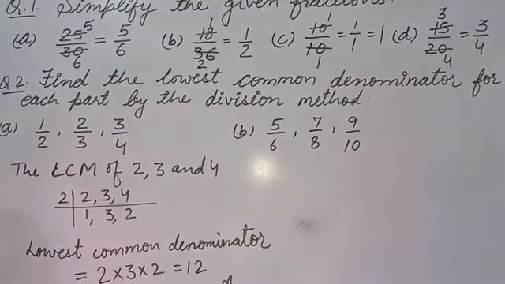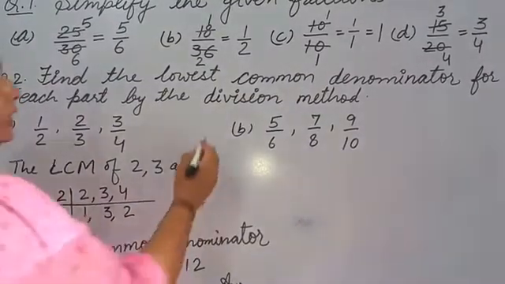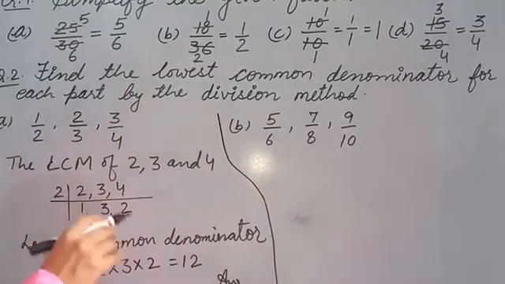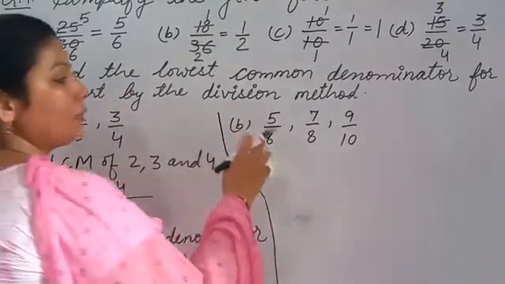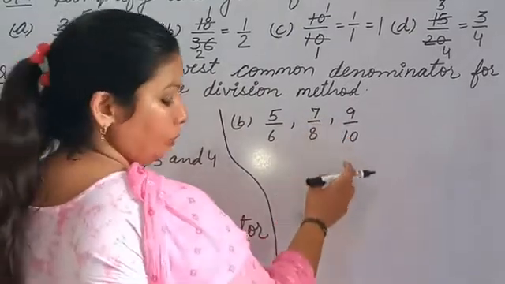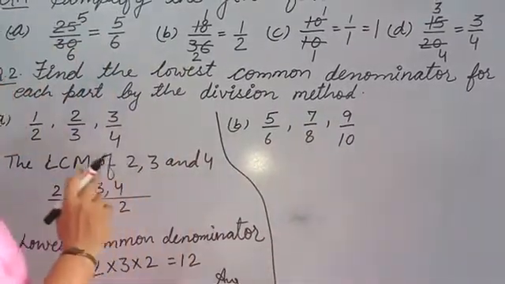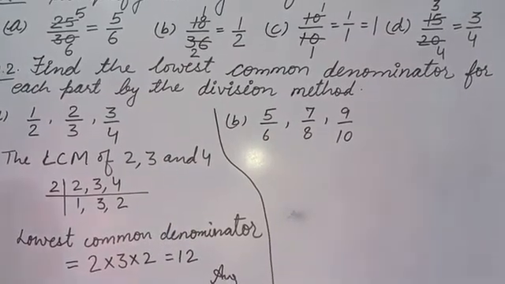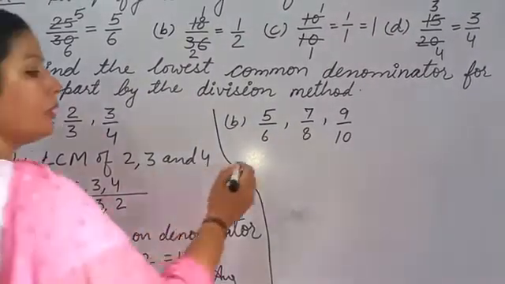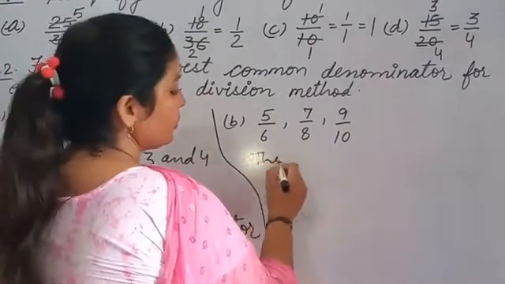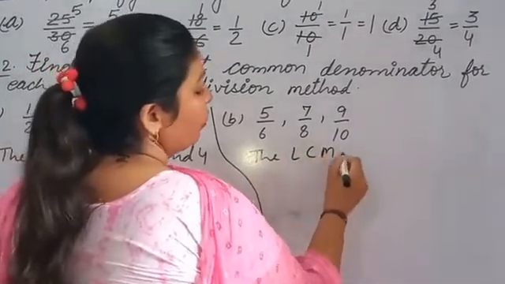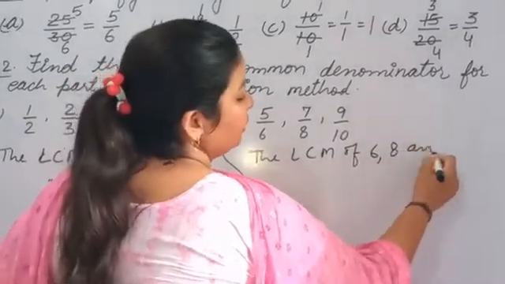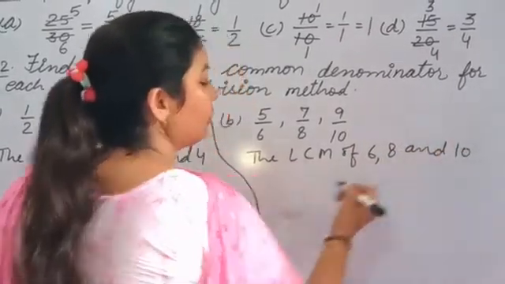So the same way you should do the B part also. I take here the B part, and C and D you should do yourself. Okay, so here in the B part: 5 upon 6, 7 upon 8 and 9 upon 10. Okay, now what's the denominator here? 6, 8 and 10. So first of all we find the LCM of 6, 8 and 10.